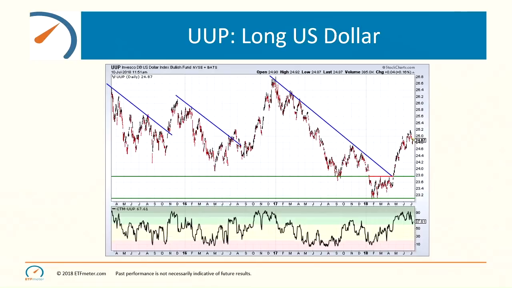And you can also see that it has come up into some resistance. And if you look at the trend meter down below, it's about 67, still in the green area, but showing some loss of momentum, down from the high 90 values.